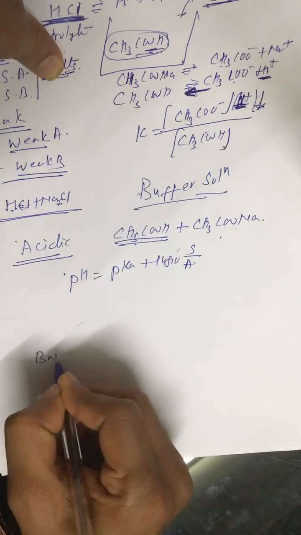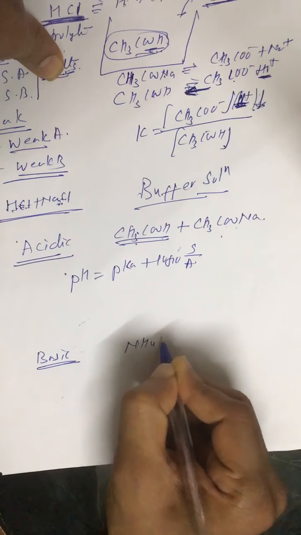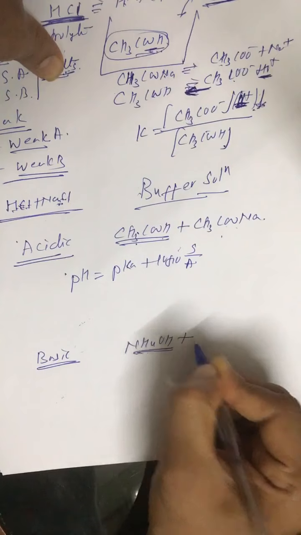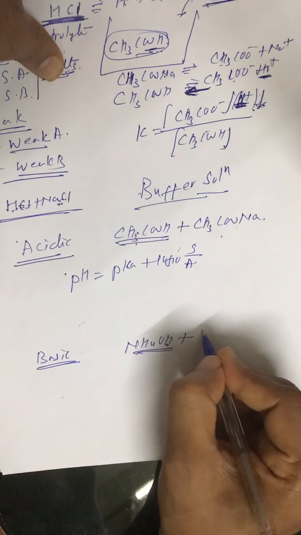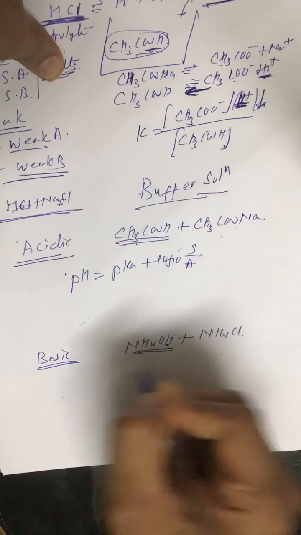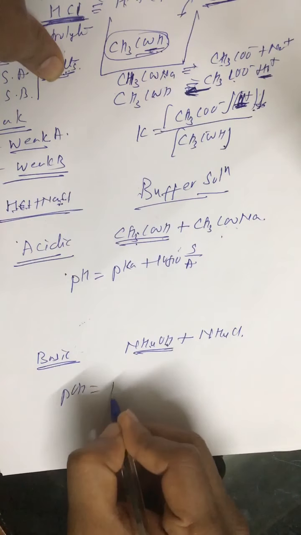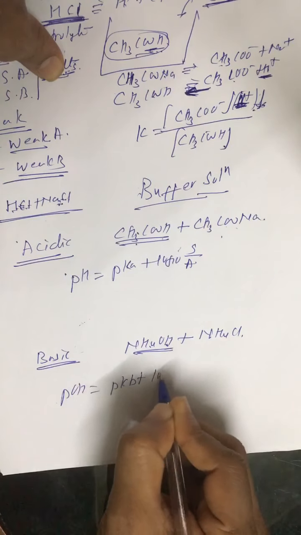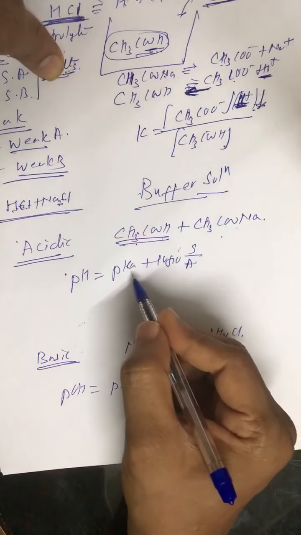Similarly, a basic buffer solution is a mixture of a weak base like NH4OH and its salt, meaning the salt of the same weak base with a strong acid, NH4Cl. This is called a basic buffer, and its pOH is given by pKb plus log salt upon base.